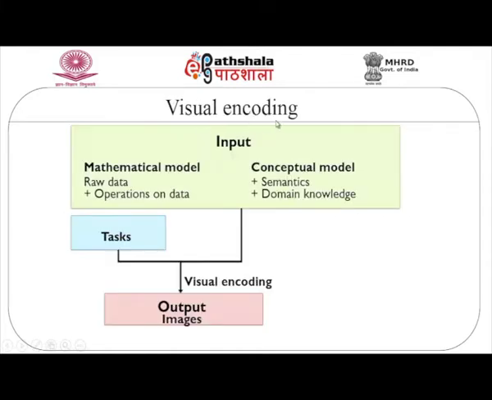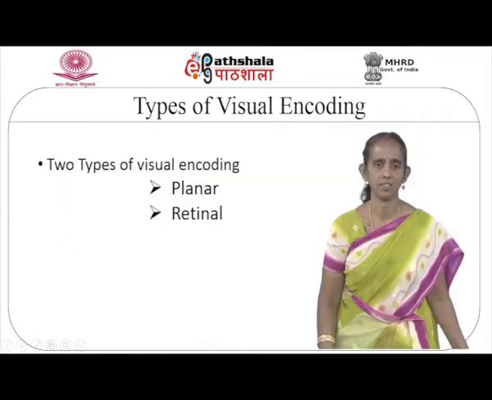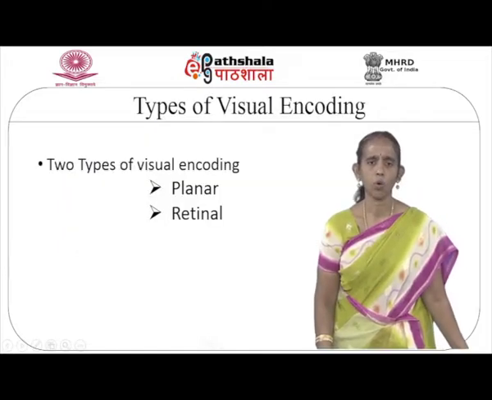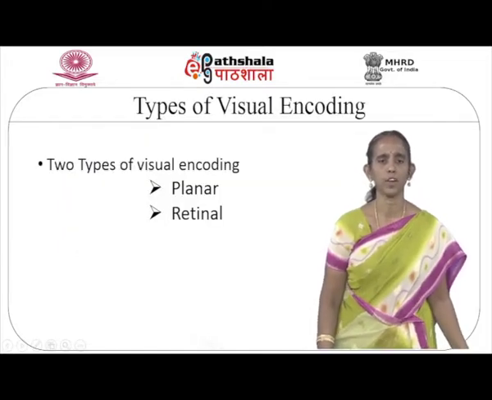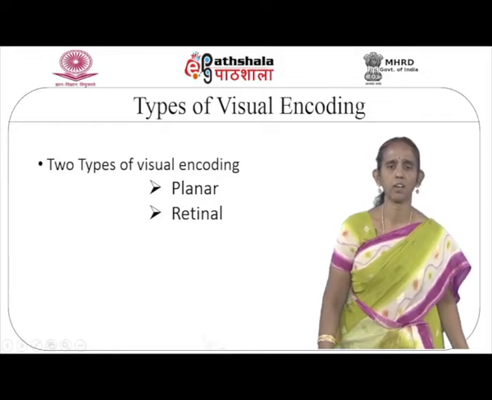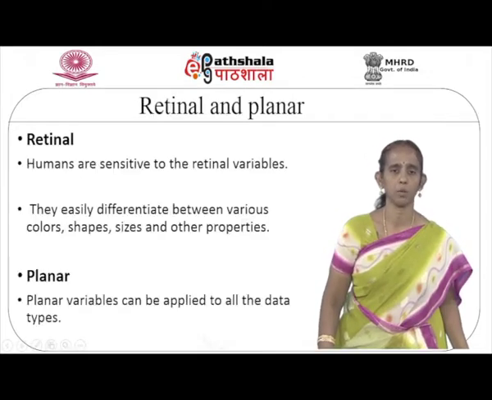So if you look at the entire visual encoding, the input can be a mathematical model or it can be a conceptual model, as we have seen in the previous slide, and then using that and performing various tasks over the data, we try to create output images, which is nothing but using some kind of visual encoding patterns. Broadly, we can classify visual encoding into two types, that is planar type of encoding and retinal type of encoding.